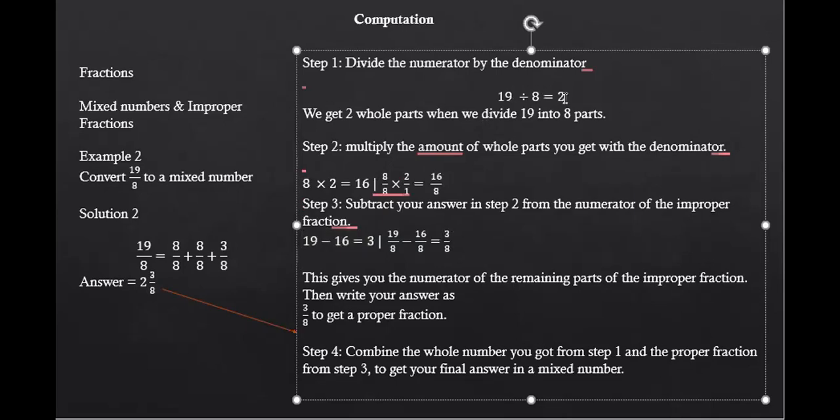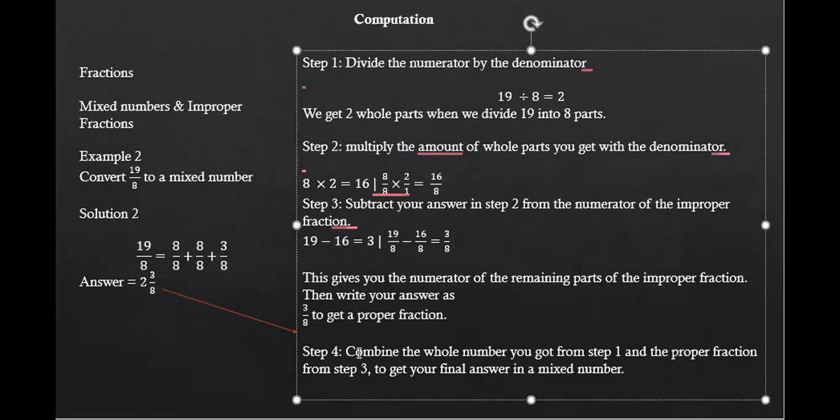Remember in step 1, we were trying to figure out how many whole parts we have. So this 3 gives us the numerator for the remaining part that belongs to the third whole but is missing some. This gives you the numerator of the remaining part of the improper fraction. So you get 3 over 8, a proper fraction.